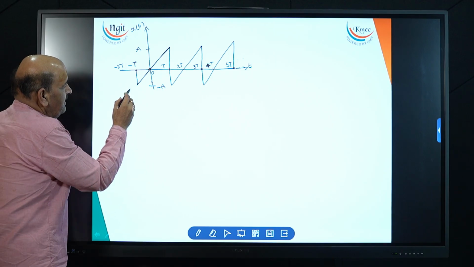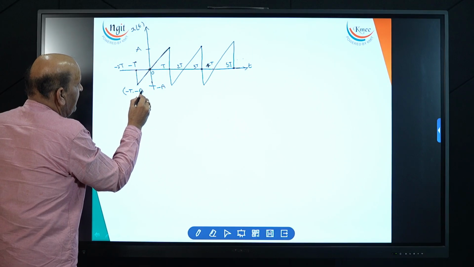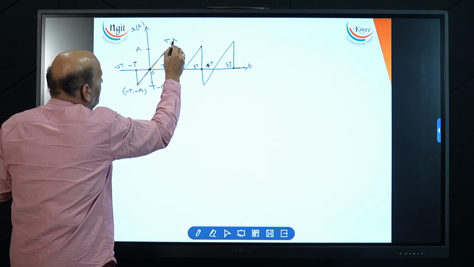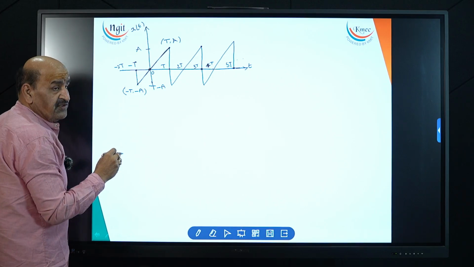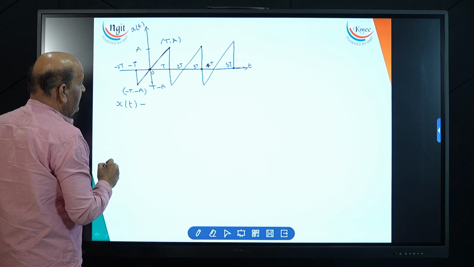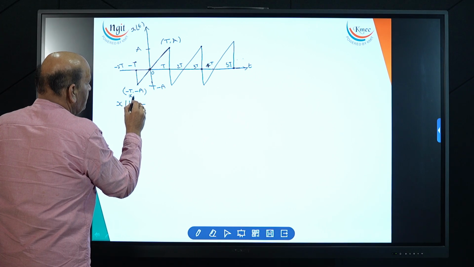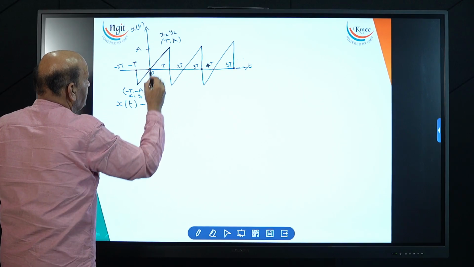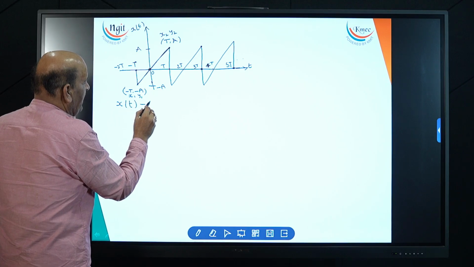In the same way, here we get the equation: minus T, minus A below the axis as coordinates, and here T, A as coordinates. The equation of the straight line is y minus y1. In the case of y, we use x of t. Let it be x1, y1, and let it be x2, y2. Now, y minus y1, that means what?